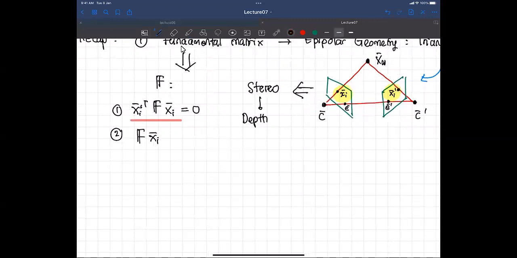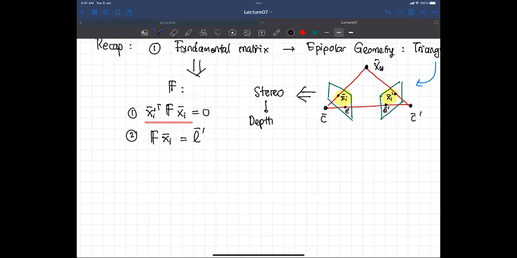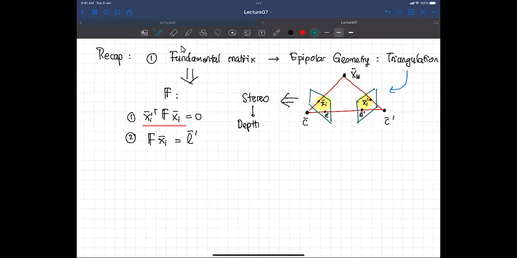The second useful equation regarding F is the application of F, which is F multiplied by xi bar equals to, anyone remember here? F multiplied by xi equals the epipolar line, which is L prime. So L prime is the epipolar line on the other side here. Given xi, by multiplying that xi with F, you will get that one.